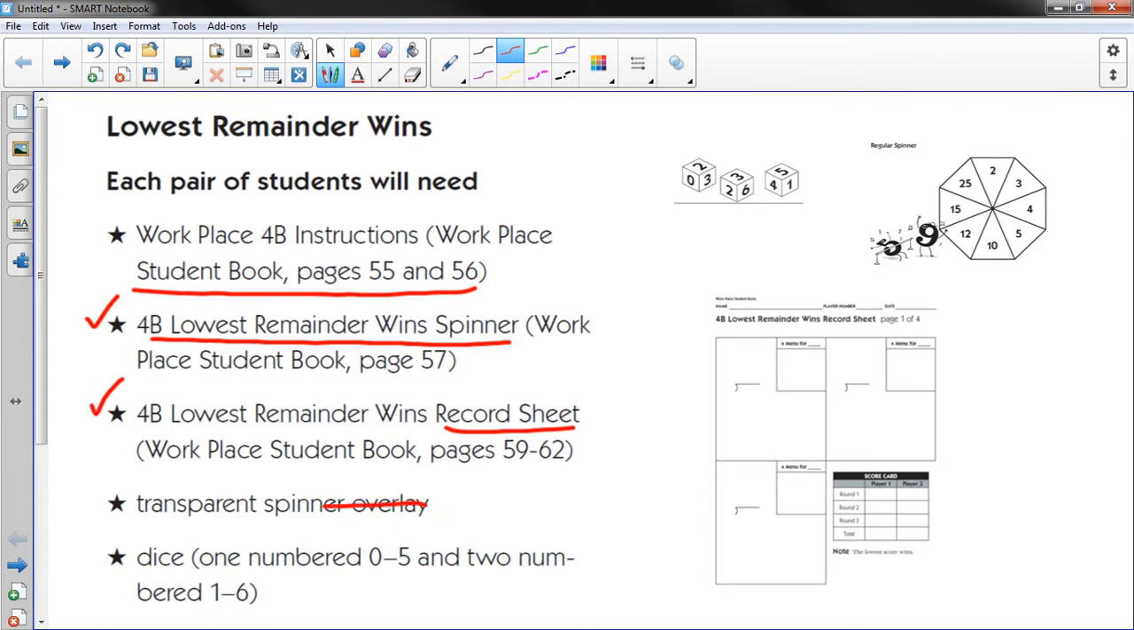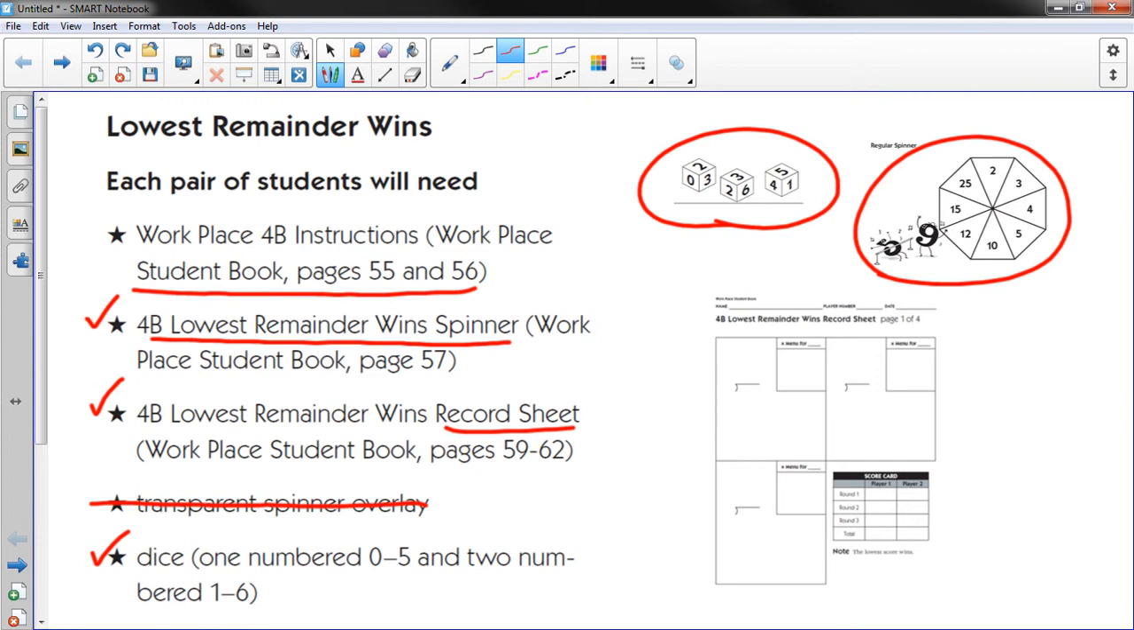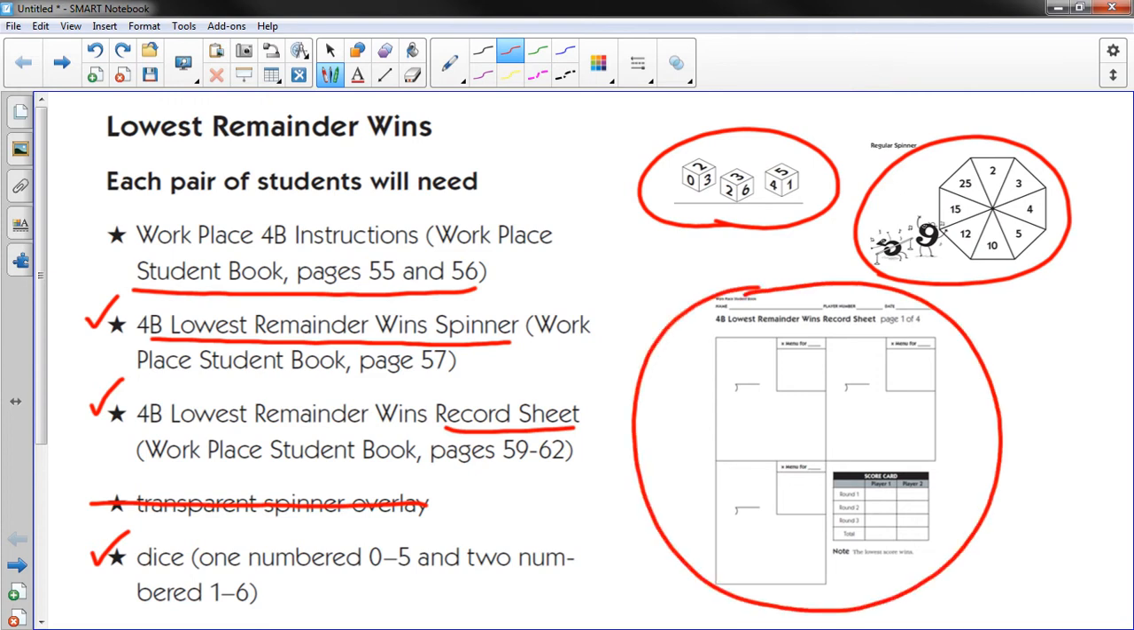You don't have to worry about the transparency overlay. And dice, we have those in class. So I have the dice. I have the spinners. I also have challenge spinners for harder problems. And I already have these recording sheets in class for you.